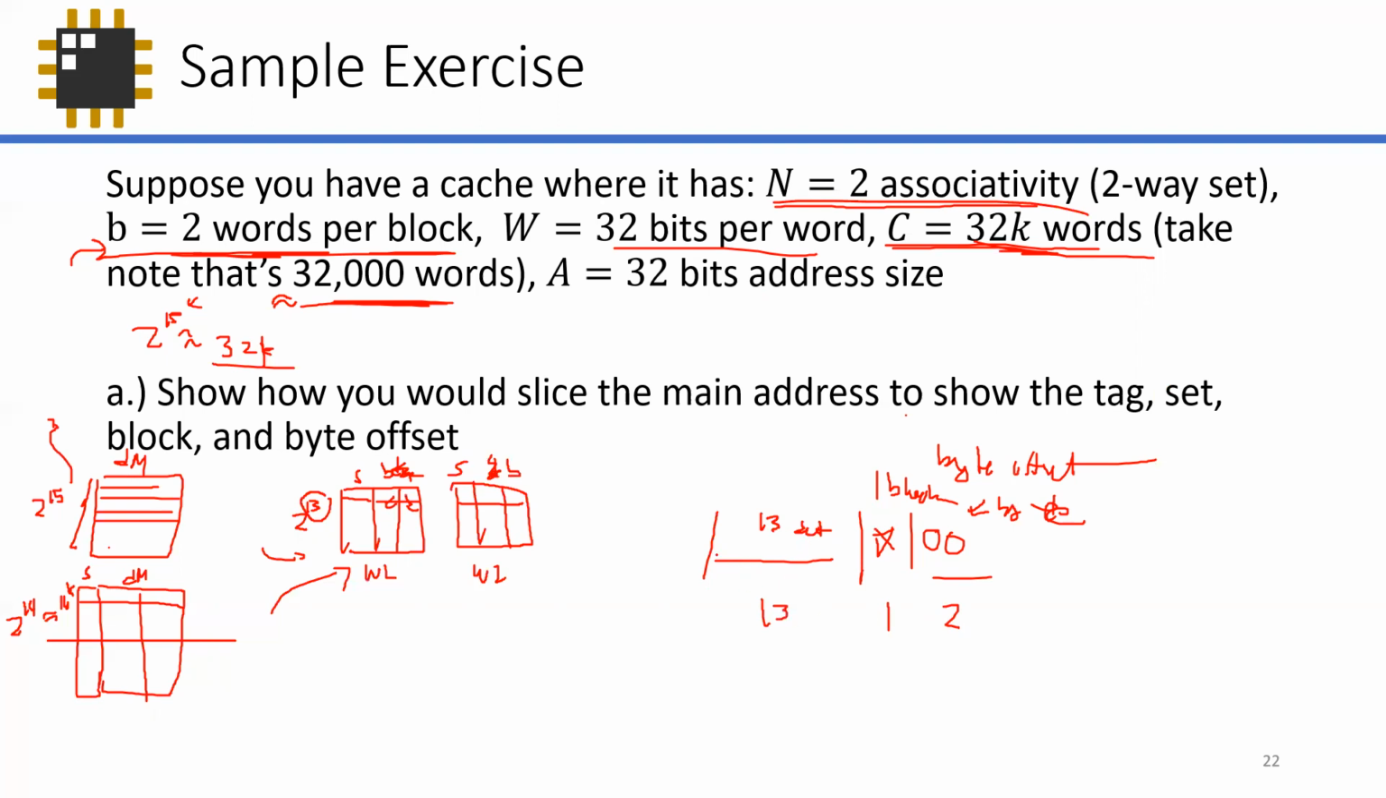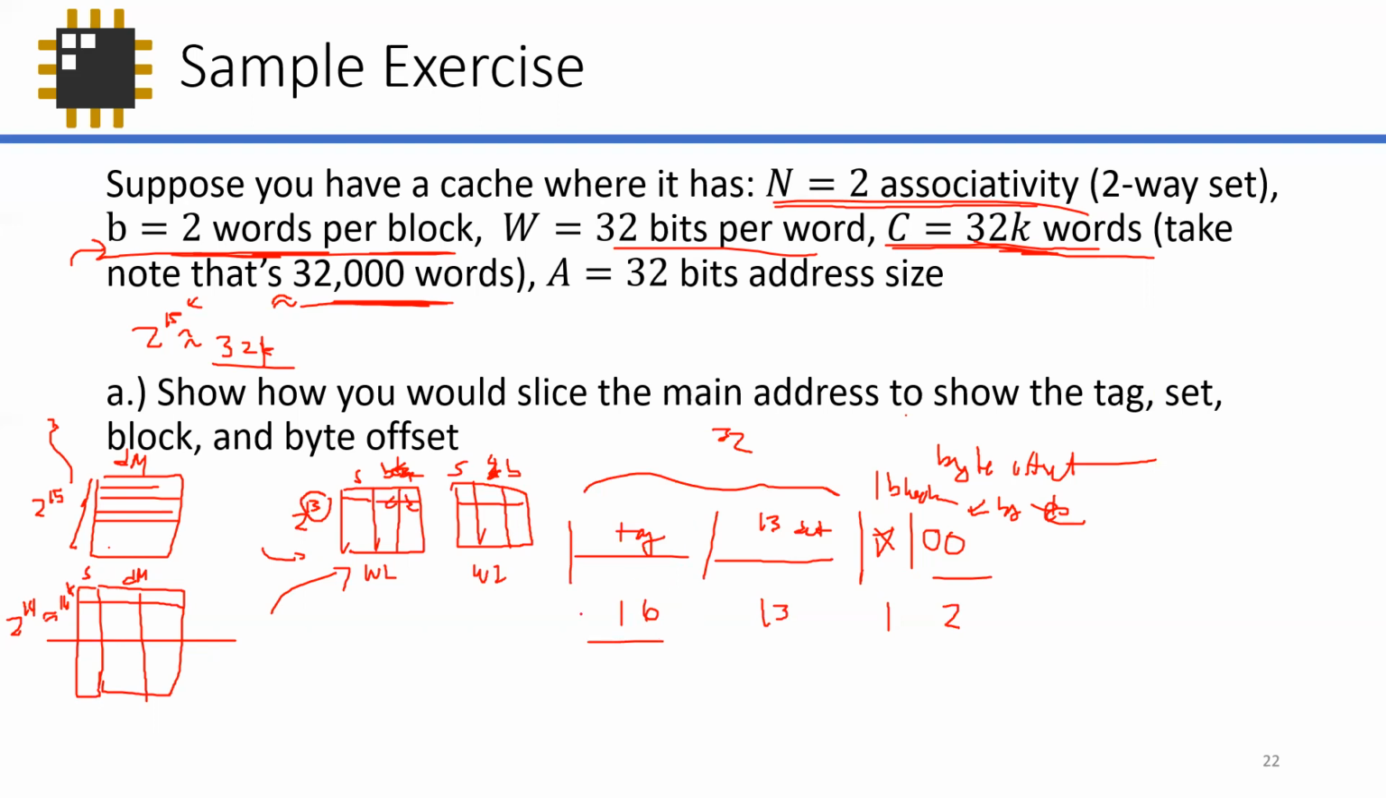So how many for the tag bits? We need the tag here. If this is 13 plus 1 plus 2, and the entire memory address is 32 bits, if you do the math correctly, 13 plus 1 plus 2 is 16 bits, and 32 minus 16 is a total of 16 bits as well. So that's 16 tag bits.